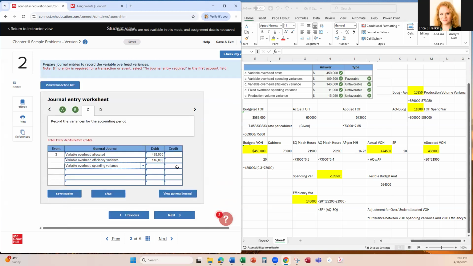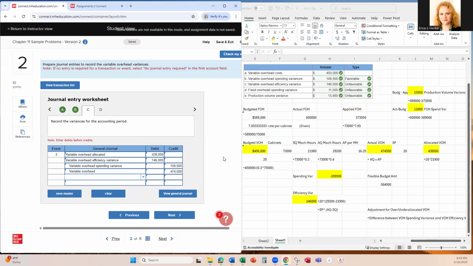There it is. So that one's going to get credited. Just like a revenue is favorable, a favorable variance would also get credited here. And then the other account that we are crediting here is, remember, we were moving this out of our variable overhead account. So that's what we're crediting here then. When we recorded our actual overhead into that variable overhead account, it was 474,500.